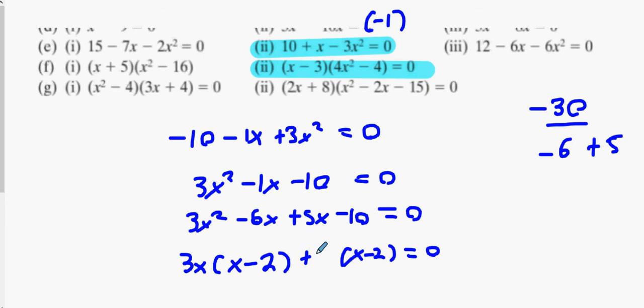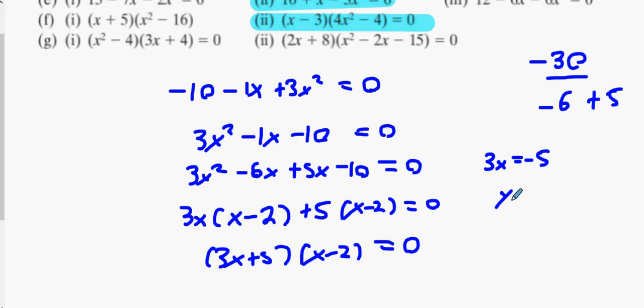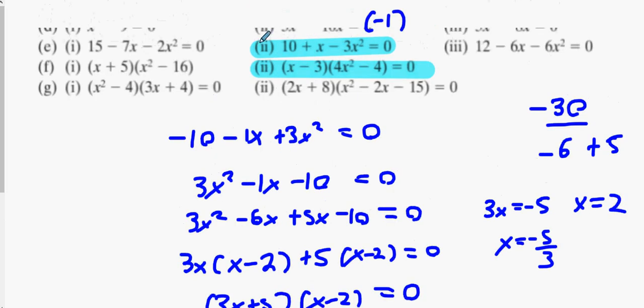Plus 5, yeah. And what you get now? Good job. How'd you finish it? Yeah. 3x equals minus 5, then x equals? The other one? Yeah. Alright. I did one. You do one. You do part 3 here.